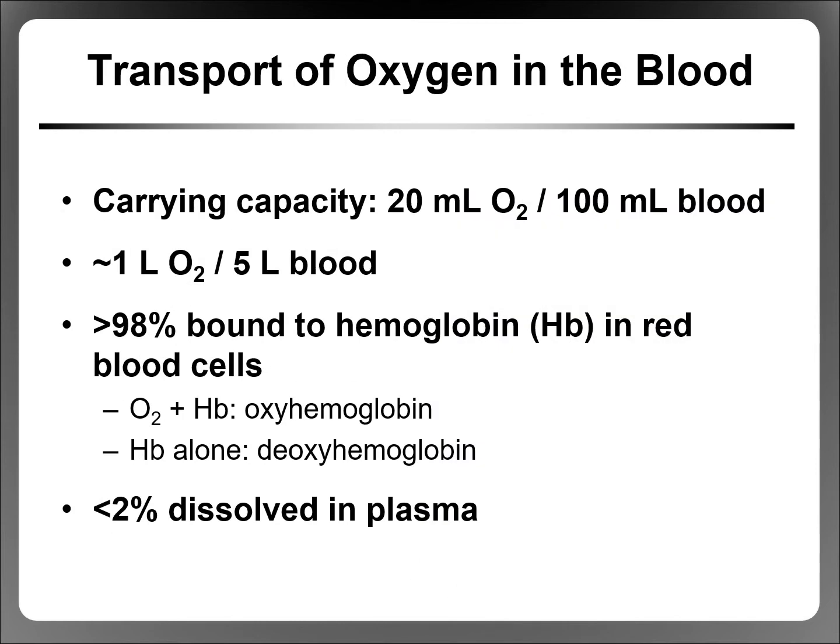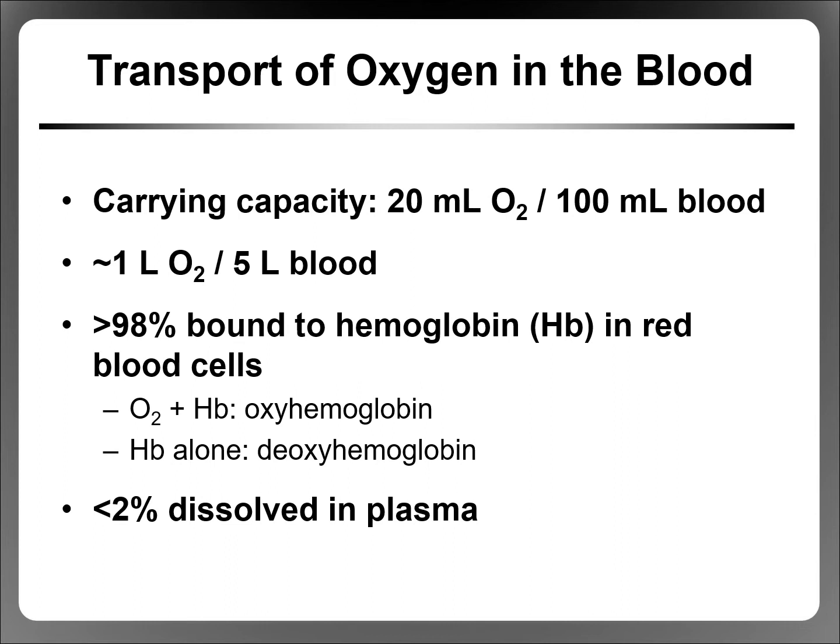So how do we actually transport oxygen in the blood? The carrying capacity, as we've discussed earlier in Chapter 6, is around 20 milliliters of oxygen per 100 milliliters of blood, which means we can get about 1 liter of oxygen into about 5 liters of blood. And we know 5 liters of blood is our standard cardiac output.